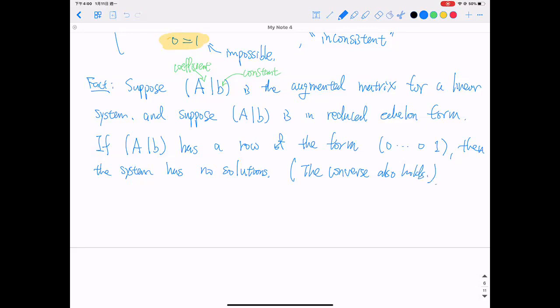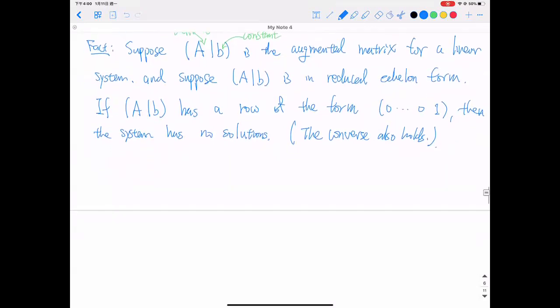So this fact is a way to recognize when the system has no solutions. If you do all the work and run the process to get the augmented matrix into reduced echelon form, and you see a row taking this form, then the system does not have a solution. The reason is simple: such a row gives you the equation 0 equals 1, and that equation is never true.